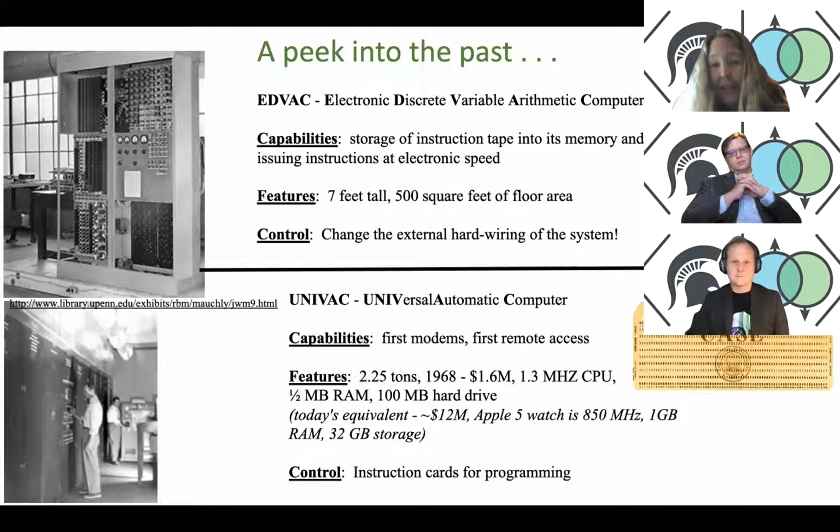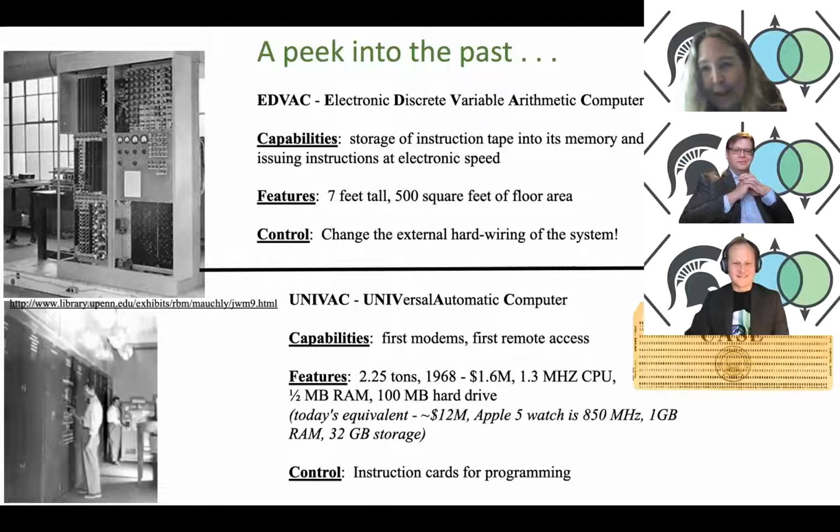Now, the first capabilities here were the first modems, the first remote access, but you can see here also an enormous machine, over 2 tons. And in 1968, the price tag on that was $1.6 million. It was a 1.3 megahertz system with one half megabyte RAM, 100 megabytes of hard drive. And you can see here the comparison.